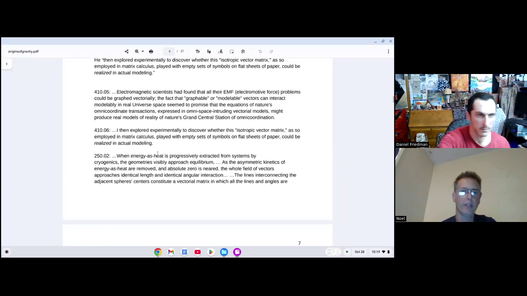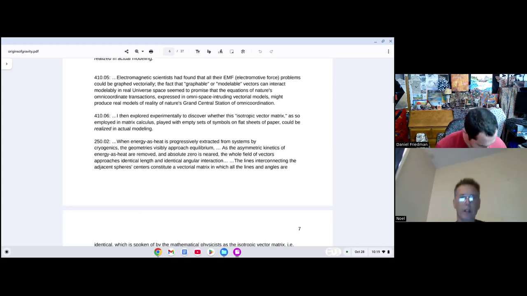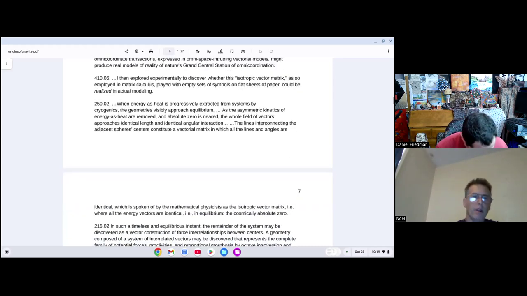So his idea was that in closest packing of unit radius spheres, he thought about how when energy as heat is progressively extracted from systems by cryogenics, the geometries visibly approach equilibrium. As the asymmetric kinetics of energy as heat are removed and absolute zero is neared, the whole field of vectors approaches identical length and identical angular interaction. The lines interconnecting the adjacent spheres' centers constitute a vectorial matrix in which all the lines and angles are identical, which is spoken of by mathematical physicists as the isotropic vector matrix, where all the energy vectors are identical, that is, in equilibrium, the cosmically absolute zero.